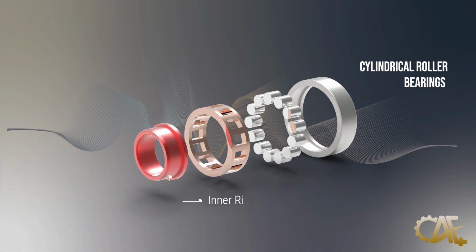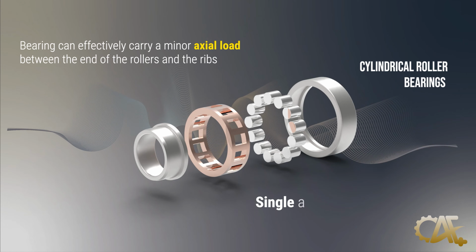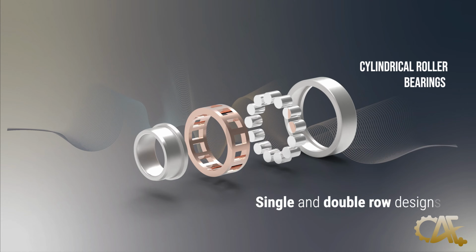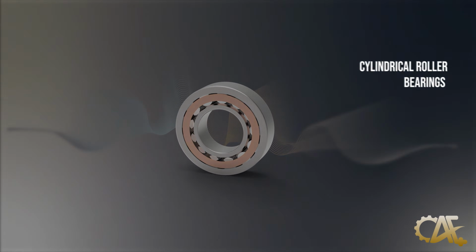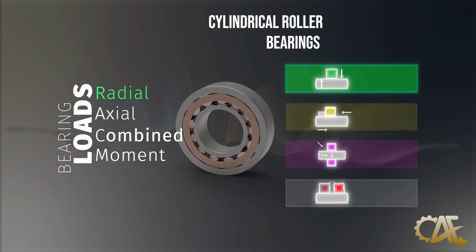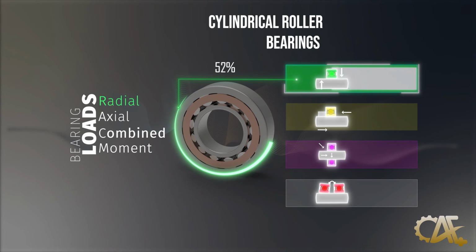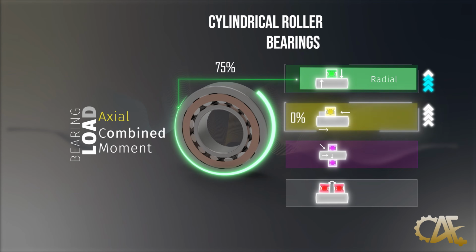With ribbed configurations, the bearing can effectively carry a minor axial load between the end of the rollers and the ribs. Moreover, they come in both single and double row designs, offering a diverse range of configurations. Now, looking at the cylindrical bearings' load performance, they excel in radial loads, earning a rating of 3 chevrons. However, their standard setup isn't optimized for axial loads.